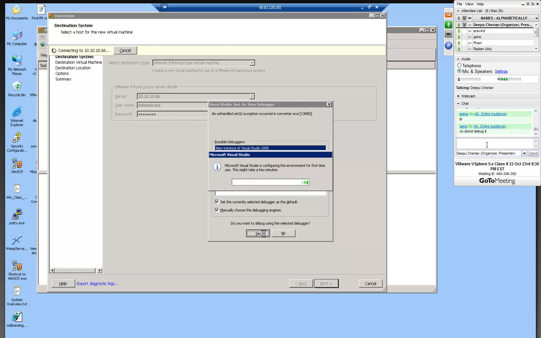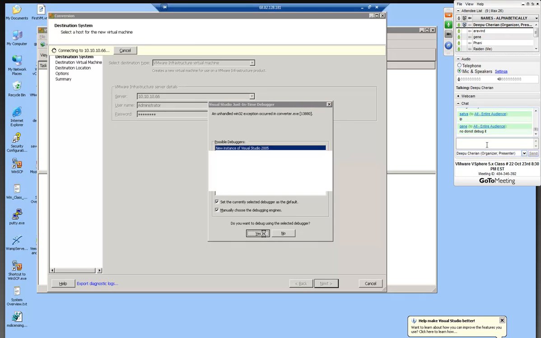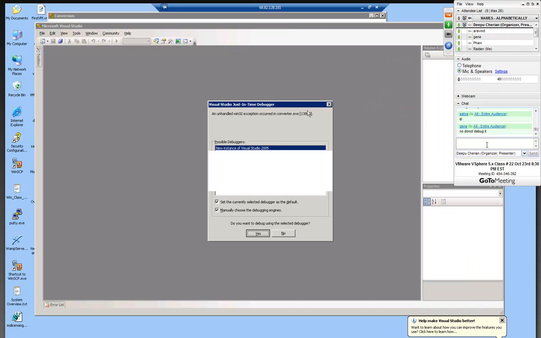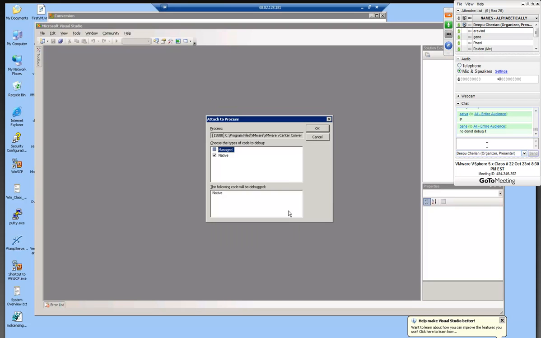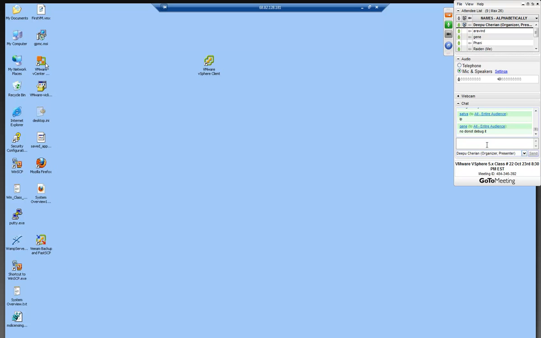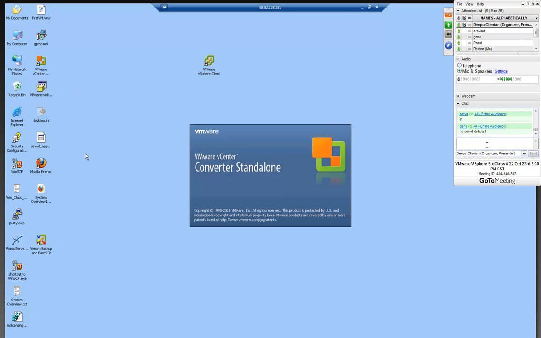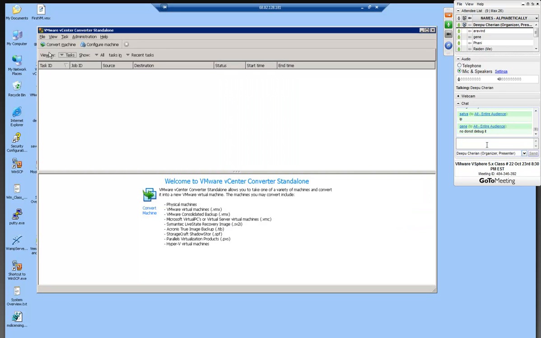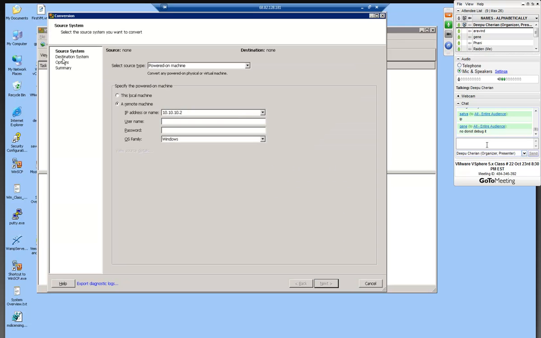Visual Studio, I think it's trying to debug the problem. I think you have a problem, man. Let's try one more time, okay? Hold on. Hello, this is Deepu.